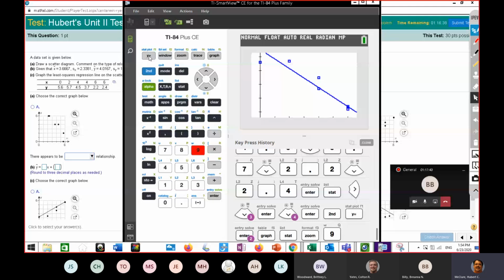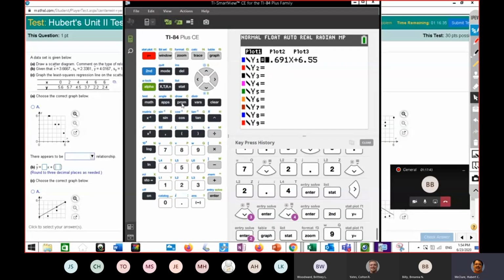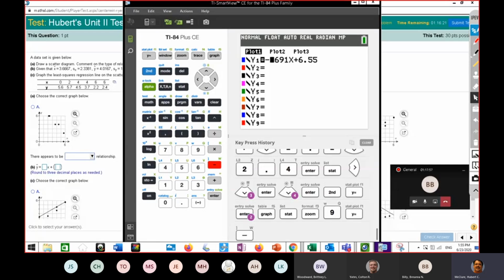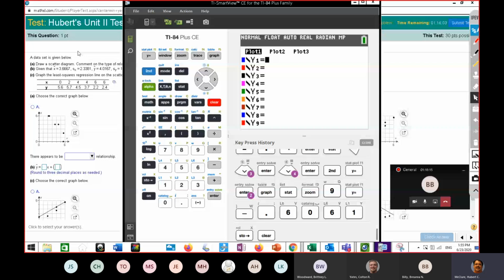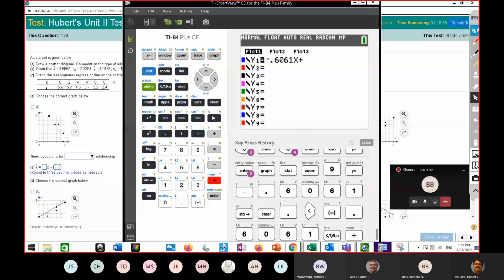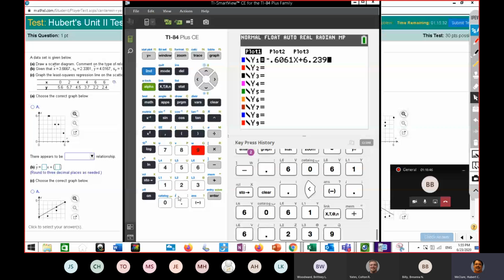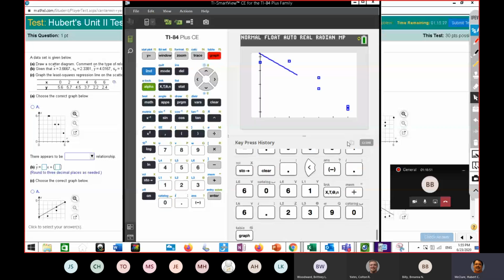How did it do that? I didn't type that in. That's not the same one. I gotta quit using the keyboard because every time I use the keyboard, it messes up. Let me just use the mouse. Negative 0.6061x plus 6.2390, and graph. There is your line.